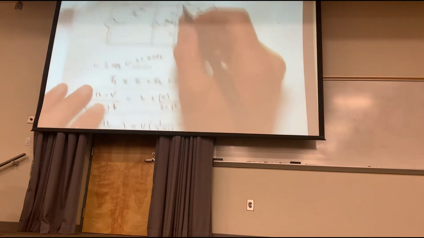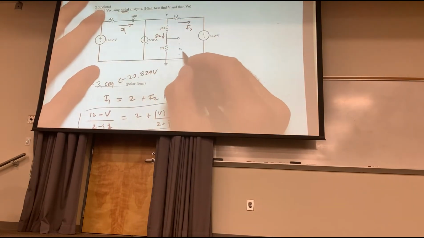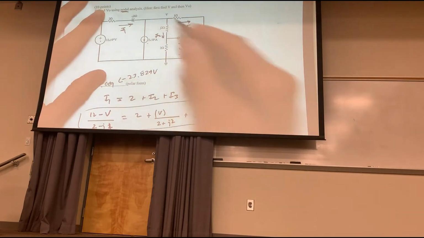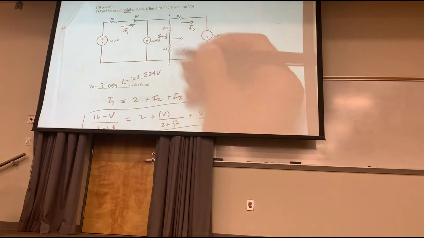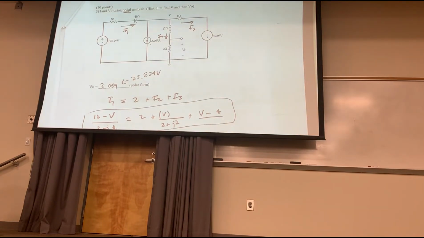Now that's that voltage here, but I wanted V naught, and V naught is going to be the voltage there times 2 over 2 plus J2. Do y'all see this, class?